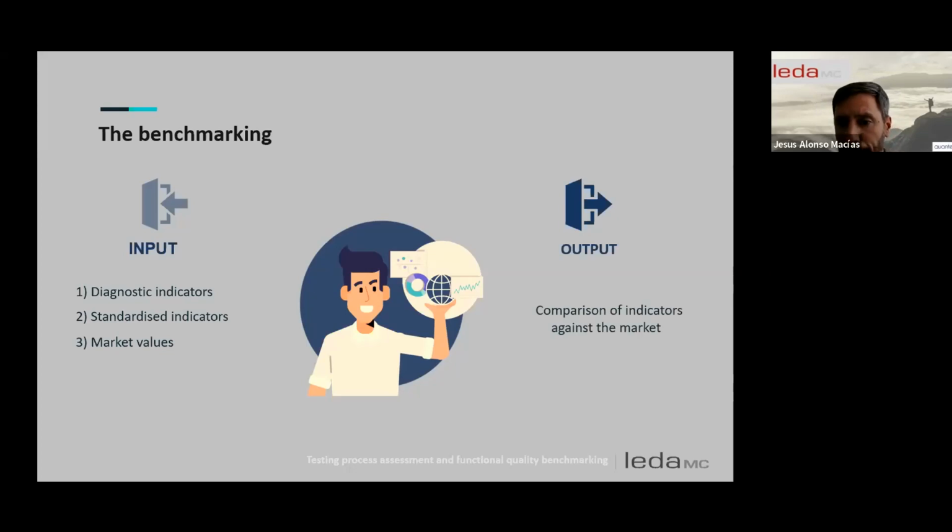And what does looking at the market offer us? Well, it gives us the opportunity to compare the project's own indicators with those of similar situations in other projects outside our company. It's always very valuable to be able to compare in this way in order to be able to set targets and discover weaknesses in our testing process.